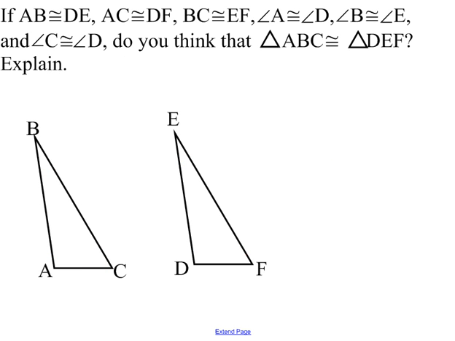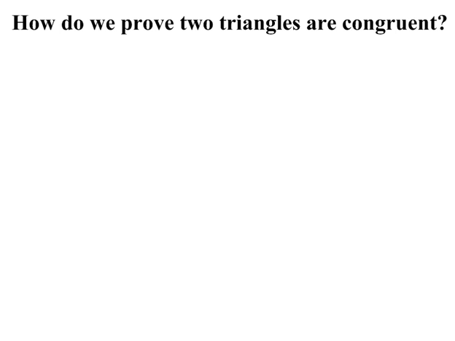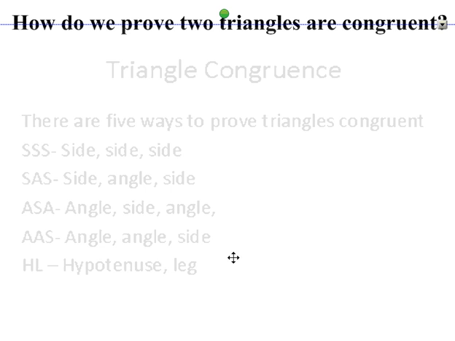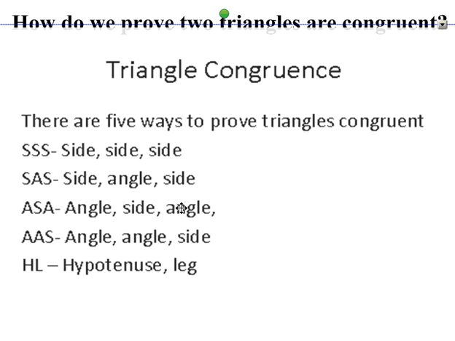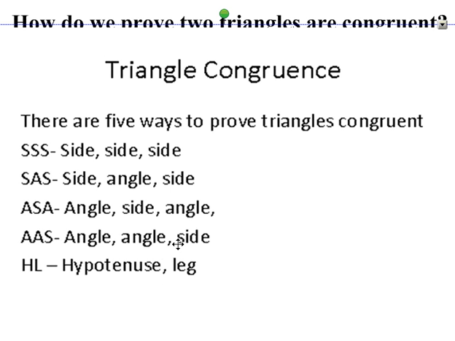Okay, so actually I want to talk about this now. How do you prove that two triangles are congruent? So, do I have to show that all the corresponding parts are congruent? No, not necessarily, even though that would be an ideal way of doing it. We prove that triangles are congruent by using one of these 5 postulates. So there's 5 ways to do it.